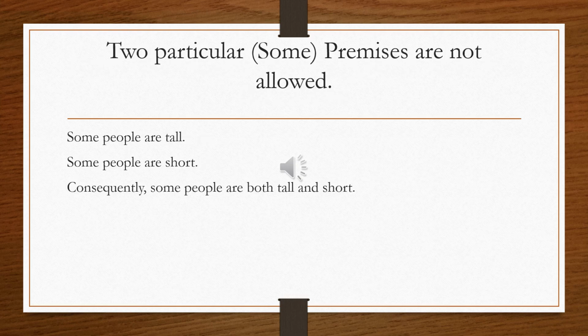And our next example, some people are tall, some people are short. Consequently, some people are both tall and short. Now, this should be, I hope, obviously invalid to you because the premises are true and the conclusion is actually false. So by definition, it must be invalid. But it's also easy to see that it's invalid because it has two particular premises. Two particular premises in a categorical argument are not allowed. That makes the argument automatically invalid. So you can determine that this argument is invalid using a number of different ways, but having a rule of thumb makes it much more convenient.